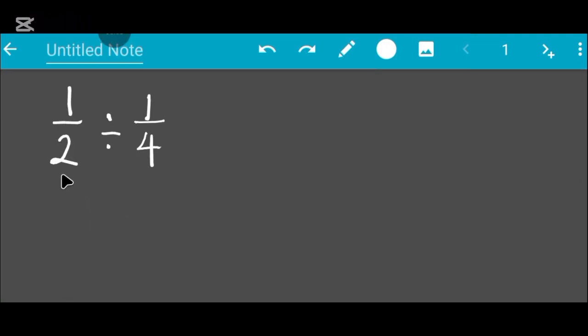1 on top of 2 divided by 1 on top of 4 equal to what? Can you solve it? Put the correct answer in the comment.